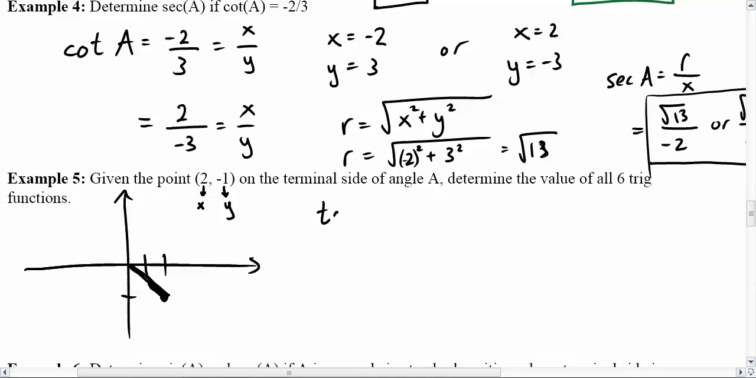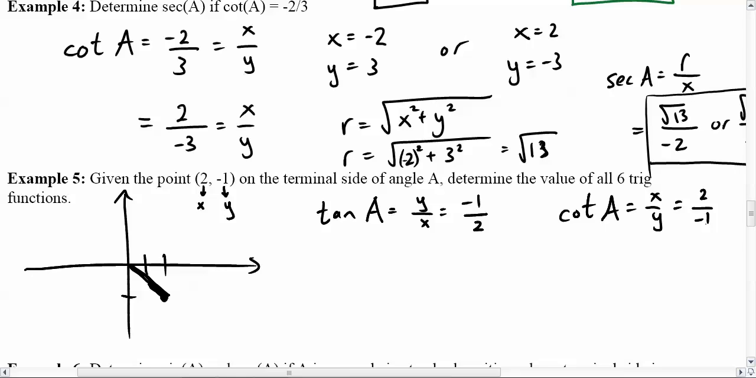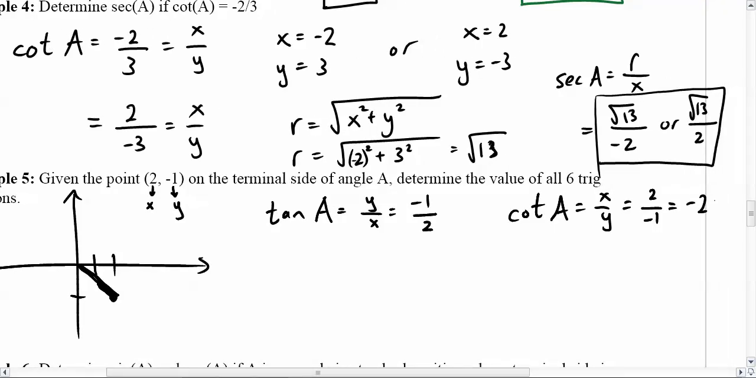For example, tangent is really easy. Tangent of A is y over x. So it's just negative 1 over 2. There's another one that's really easy as well. Cotangent, because cotangent's just the reciprocal of tangent. That's the best way to write it. You can just write this as negative 2. I like writing it as fractions just to help me remember that the 2 actually does represent the x value, the negative 1 does represent the y value.